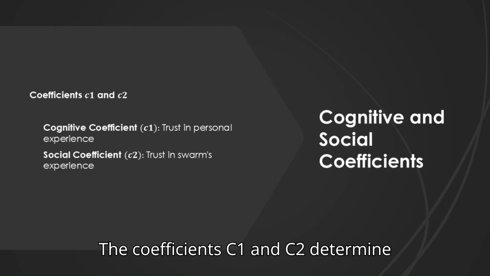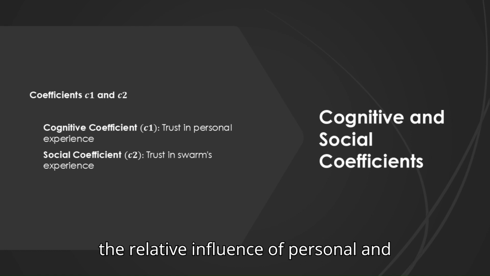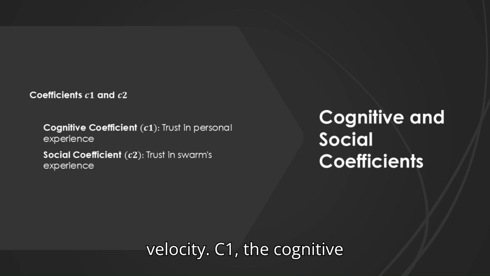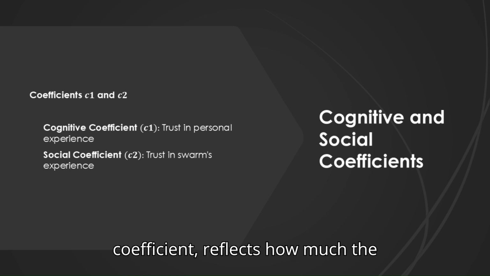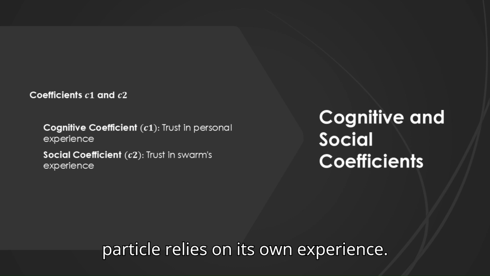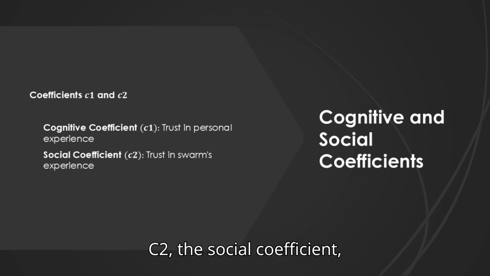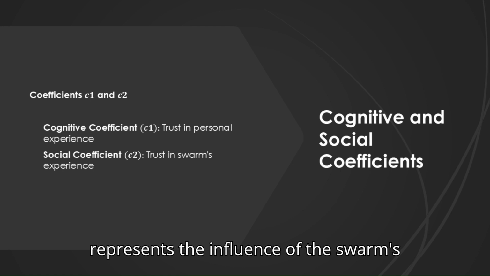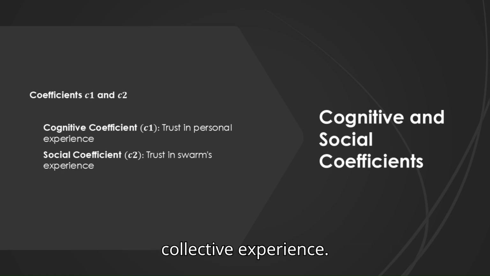The coefficients C1 and C2 determine the relative influence of personal and social components on the particle's velocity. C1, the cognitive coefficient, reflects how much the particle relies on its own experience. C2, the social coefficient, represents the influence of the swarm's collective experience.